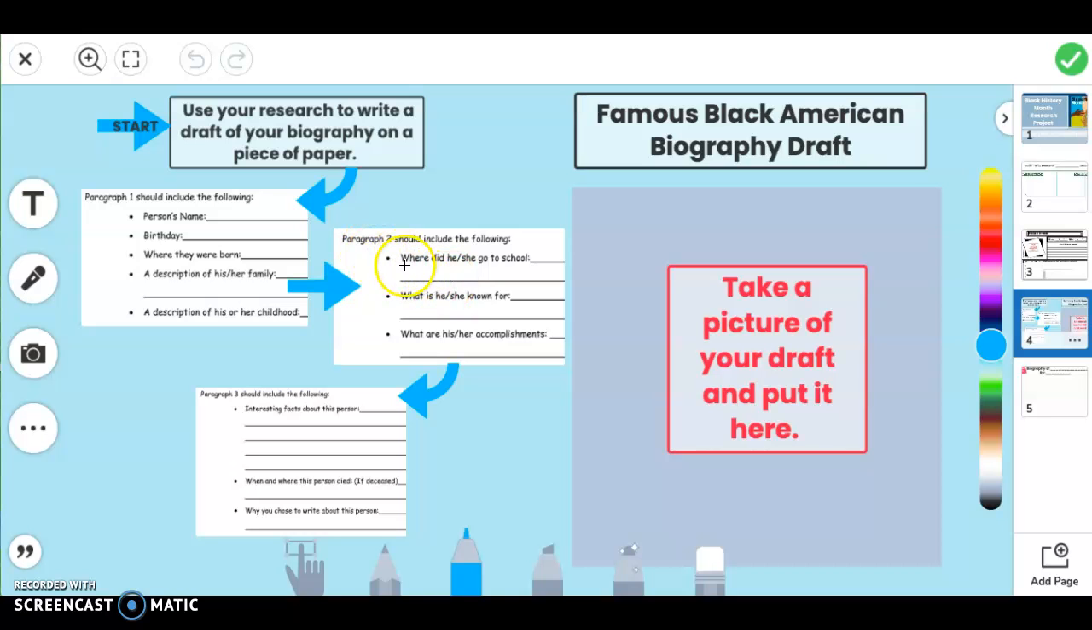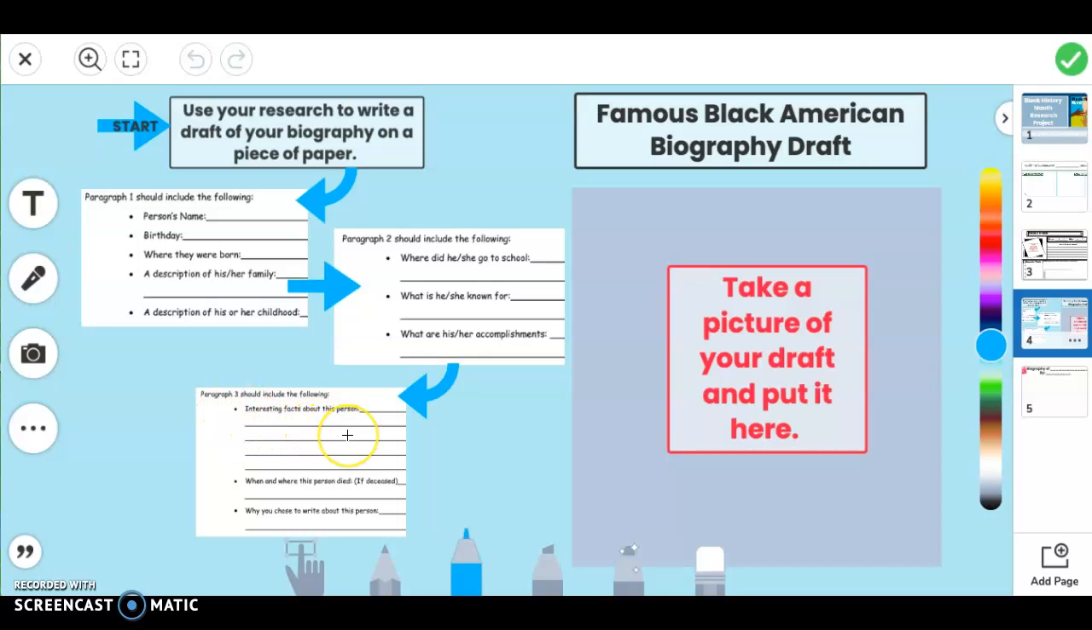The second paragraph, or the middle of the story, should be maybe where they went to school or what they're known for. What was their big contribution to the United States or the world? What made them a famous Black American? How did they change the world? What were their accomplishments?